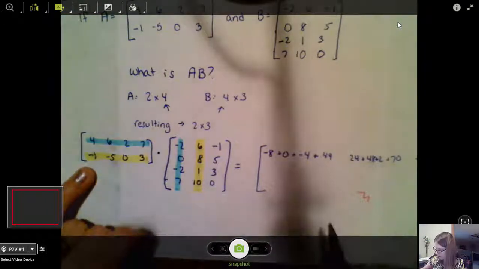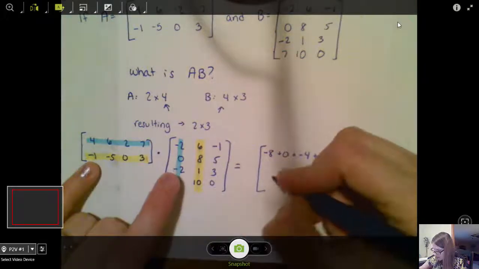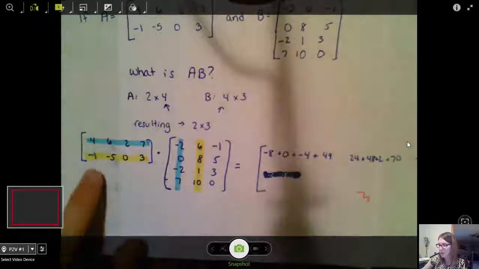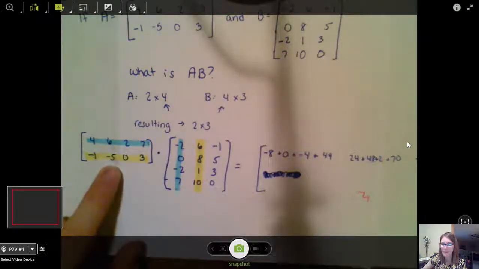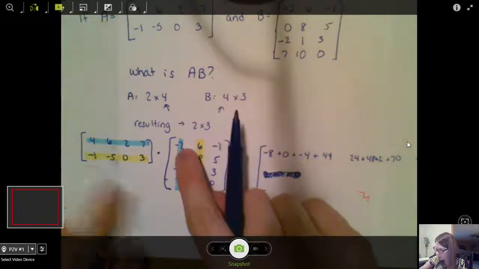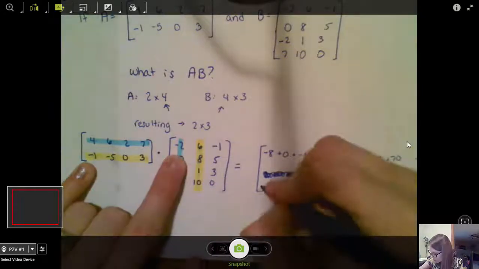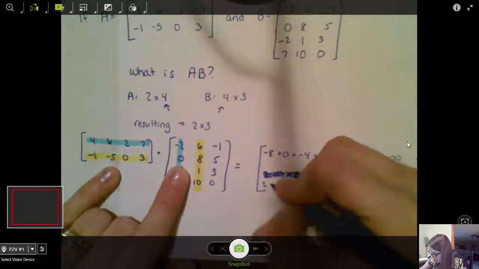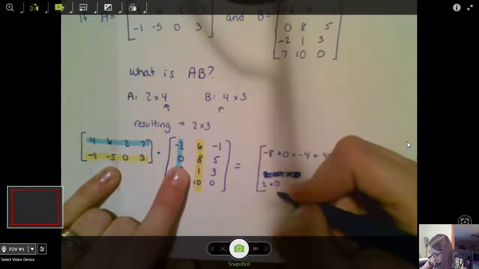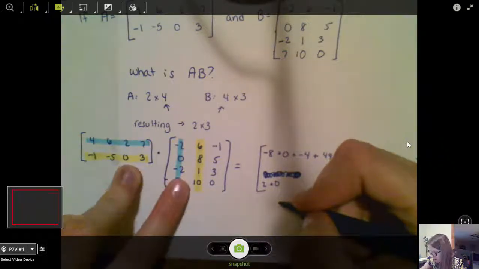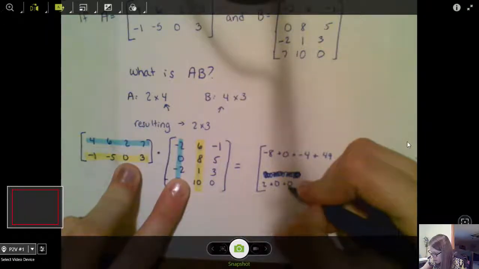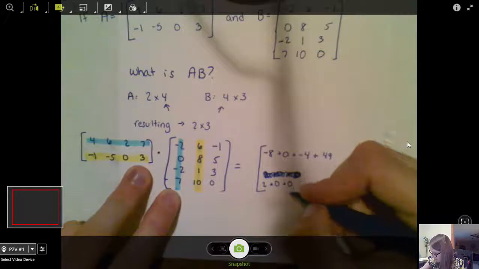So we take first row and first column is my bottom left corner. Now we do the same thing, but with our second row in matrix A. We take negative 1 times negative 2 plus negative 5 times 0 plus 0 times negative 2 plus 3 times 7.